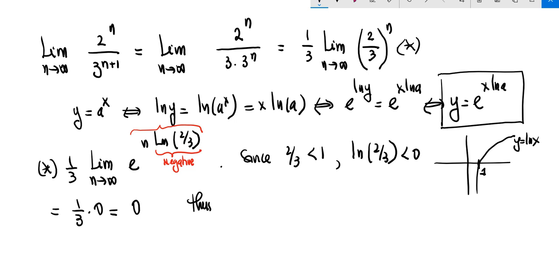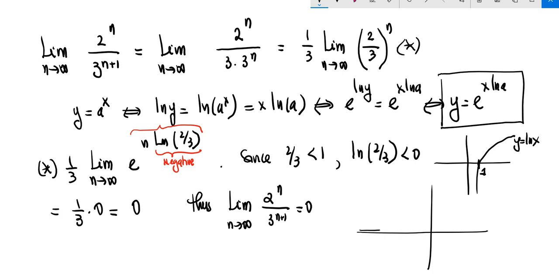So thus the limit of 2ⁿ over 3ⁿ⁺¹ as n is approaching infinity is going to be 0. And again, let me run this argument one more time. The point being that if you look at the graph of the exponential function, this is y equals eˣ. When x is tending to negative infinity, eˣ will go to 0, right? So since natural log of 2/3 is negative, this thing here is negative. It's going to negative infinity, so e of a huge negative number is getting closer and closer to 0. So that's where this is coming from.